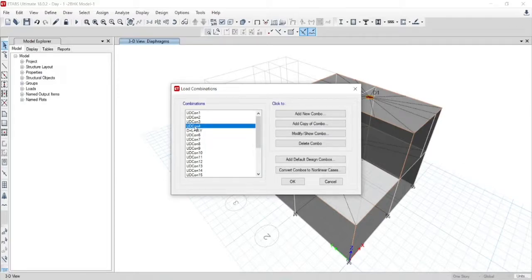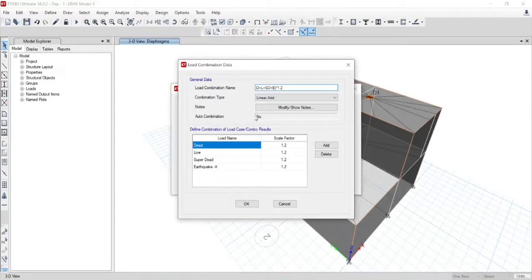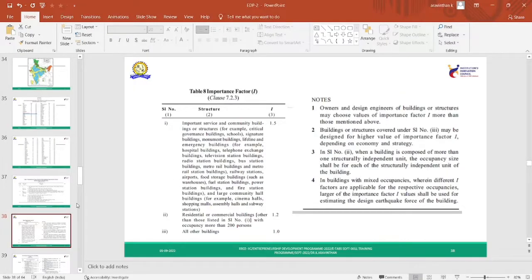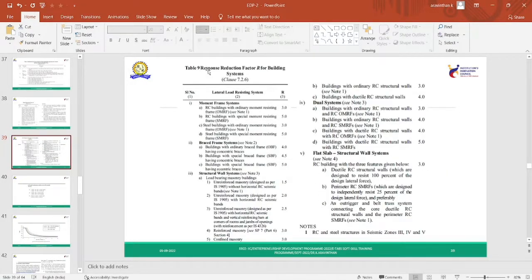So for understanding, you can parallelly check the code book. So whatever in IS 1893 is given, let me explain here. Now, what is response reduction factor R?